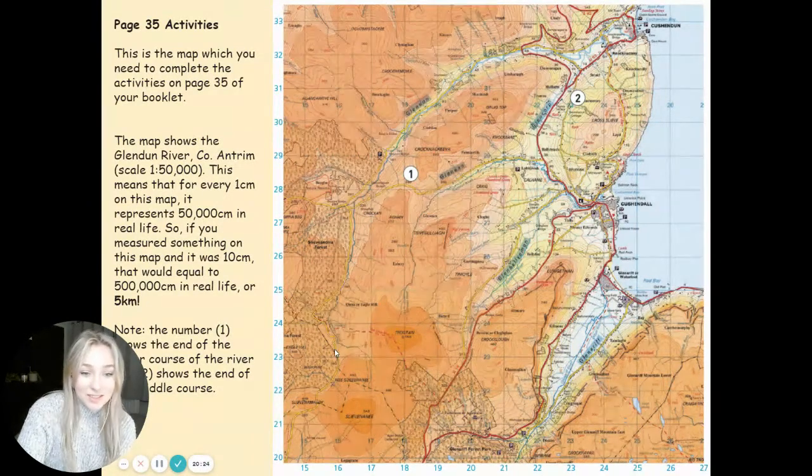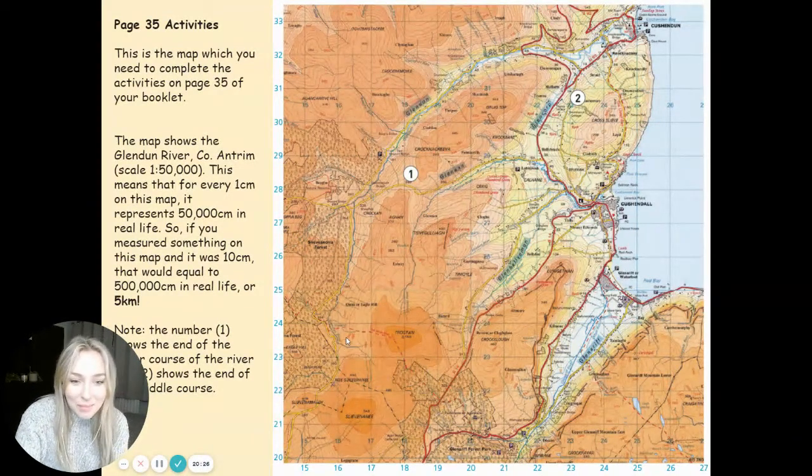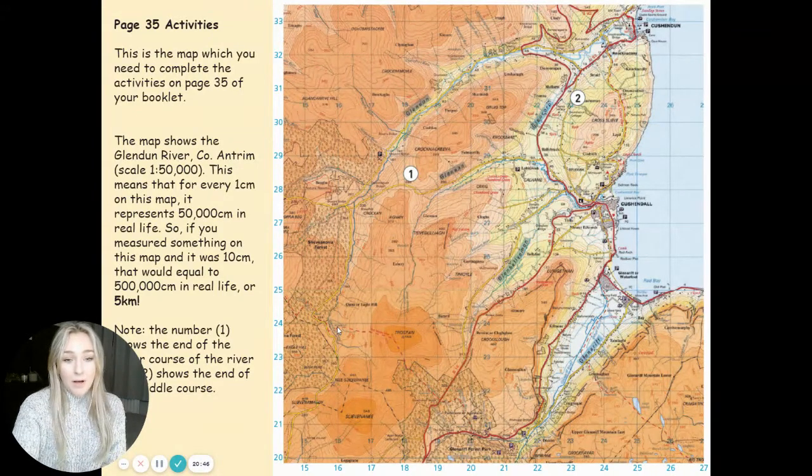And I don't know if you can see the waterfall. It's very hard to see, but I'm going to point to what I think is the waterfall. I think that says waterfall. Can't see anywhere else that it would be, but that says Glendon River. I'm pretty sure that says waterfall. And it makes sense because it's in the upper course. So what do we have to do? Give its 4-figure grid reference. So another wee grid reference question.